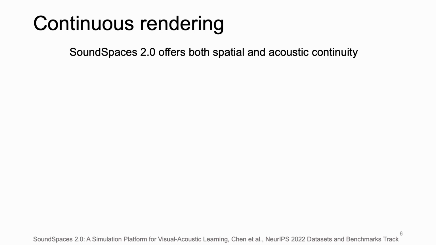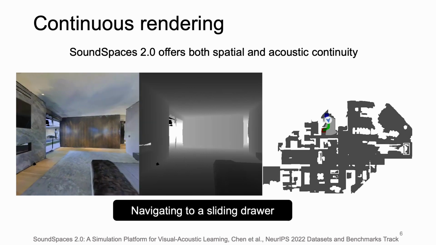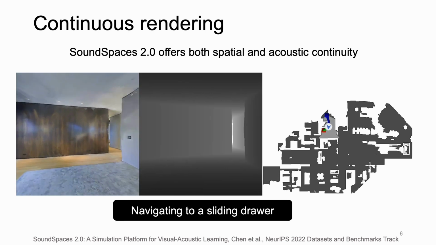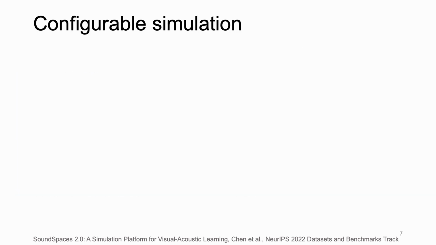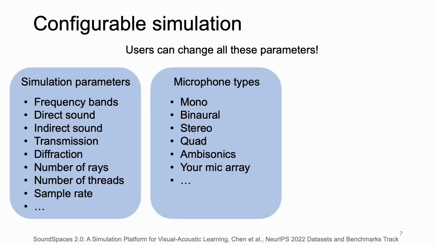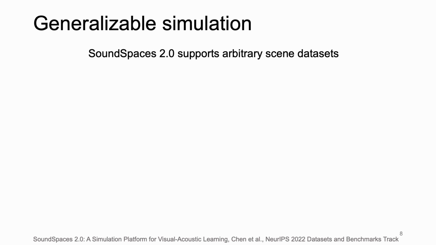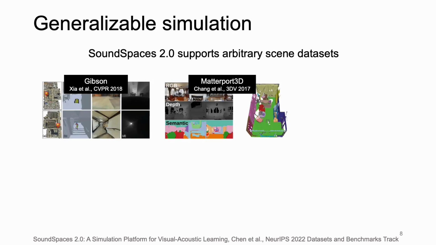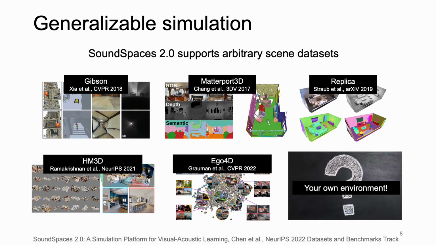SoundSpaces 2.0 offers both spatial and acoustic continuity, and here is one example. Users can also change all these parameters, including the simulation parameters, the microphone types, and also material properties for various objects. SoundSpaces 2 supports arbitrary scene datasets, including Gibson, Matterport 3D, Replica, HM3D, or even in-the-wild mesh scale datasets like Aria 4D or your own environment.